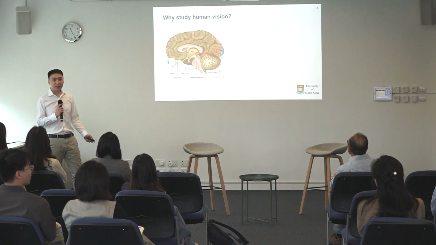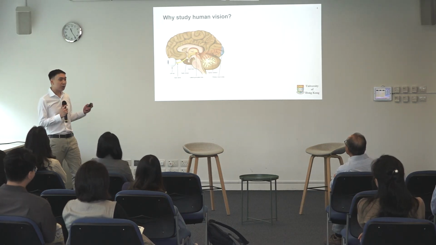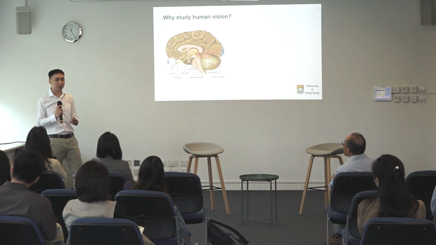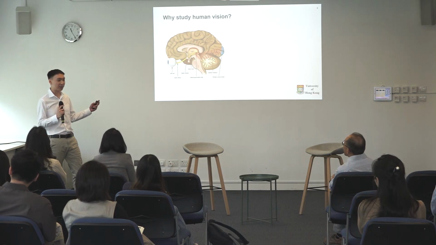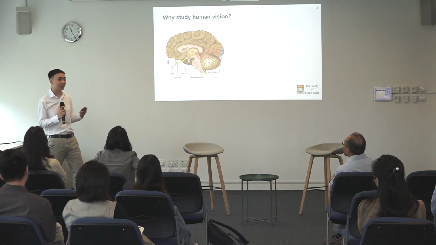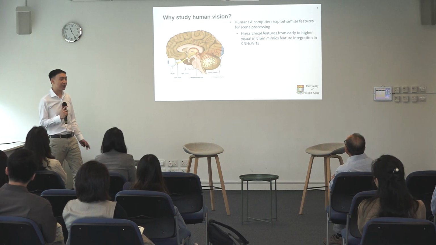So why should we study human vision? I usually give this talk to computer science people, and they say, okay, we have these great neural networks. Machines can see better than the brain. Why should we study human vision at all? I can tell you, these people are absolutely wrong.